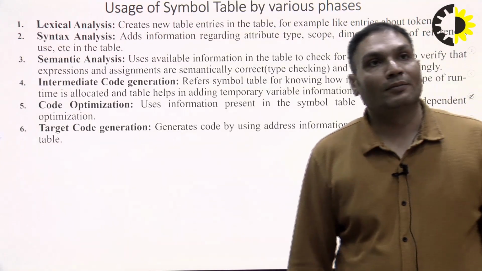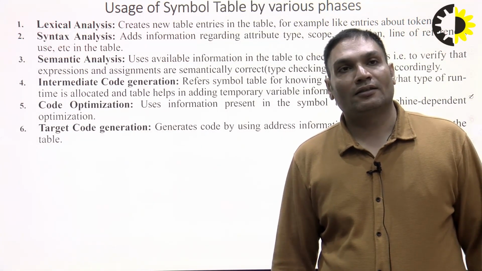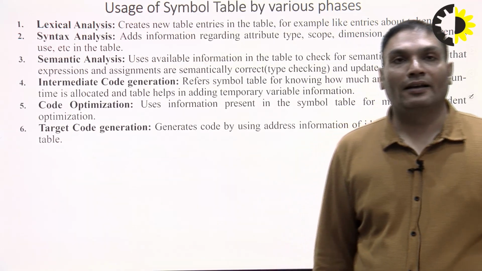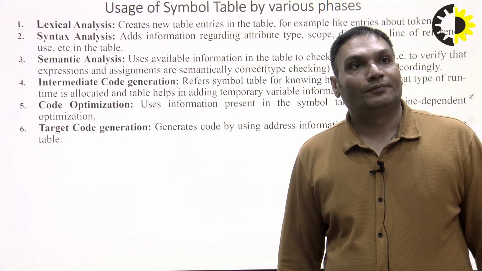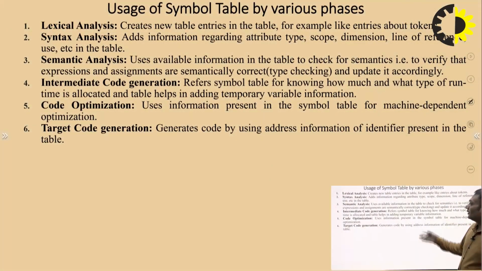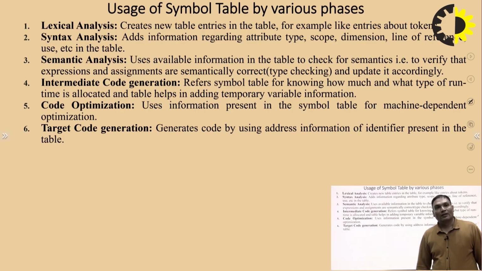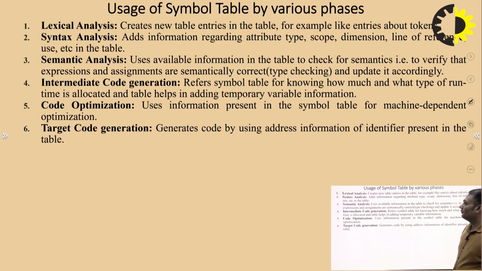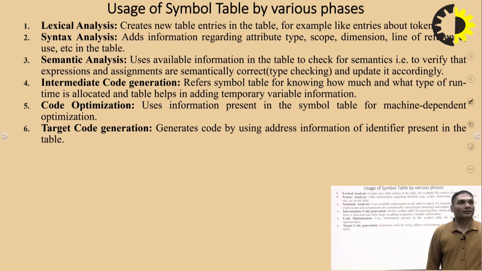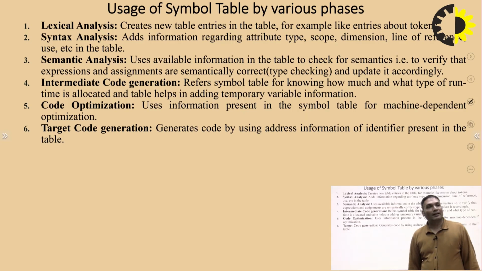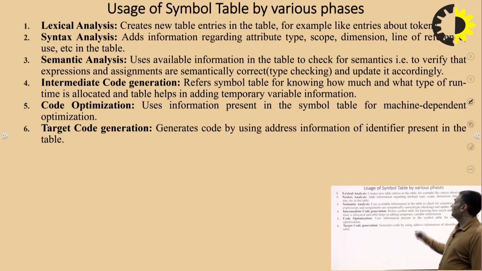So, the symbol table is accessed by all the phases of the compiler and is used to create the information or to access the information for different phases of the compiler. So, what are the different phases of the compiler? There are basically 6 phases of the compiler: lexical analysis, syntax analysis, semantic analysis, intermediate code generator, code optimizer, and target code generation.